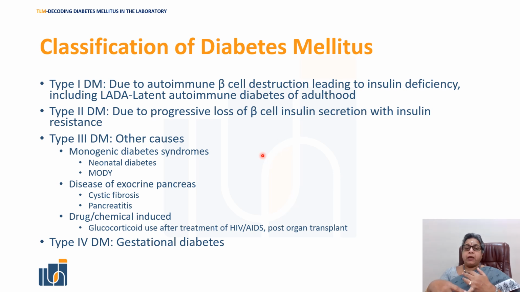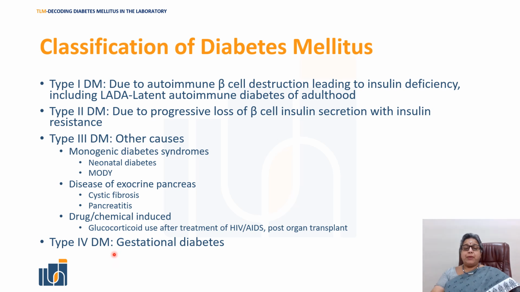Glucocorticoid treatment, glucocorticoid use for the treatment of HIV/AIDS, post-organ transplant, and what we recently saw is COVID. So excessive use of glucocorticoids can push the glucose levels up, leading to diabetes. We saw this when we were using steroids, rampant use of steroids in the treatment of SARS-CoV-2, leading to uncontrolled diabetes or discovery of new diabetics later after treatment. So this is the third type of diabetes.